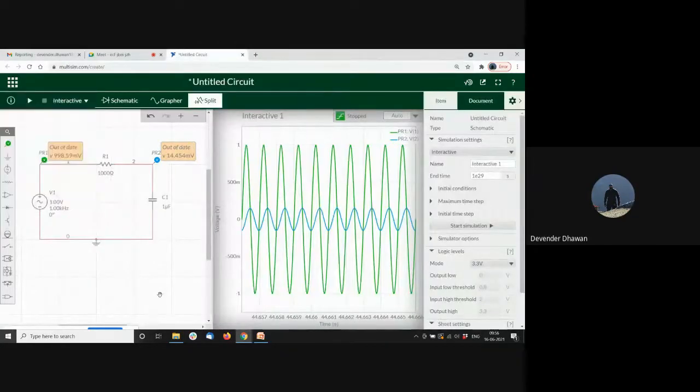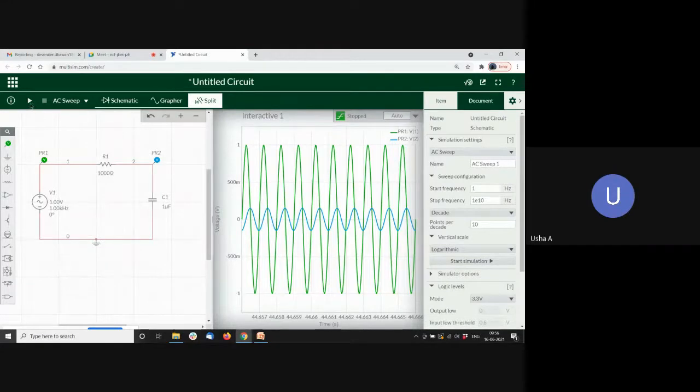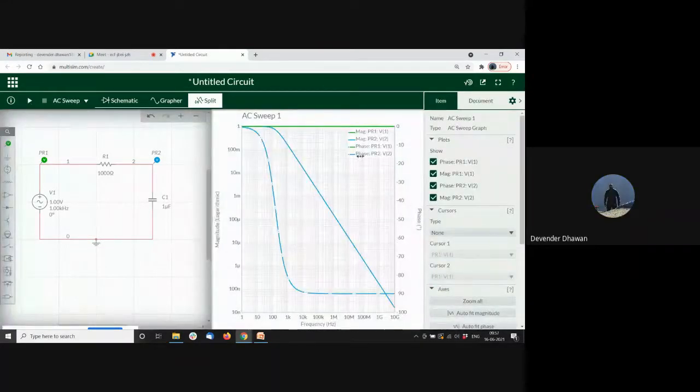Any further questions? Sir, in the AC sweep, can you measure the bandwidth? Yes, you can. Usually we do it when we take a low pass filter. So this is our low pass circuit. One second, let me mark the waveform.